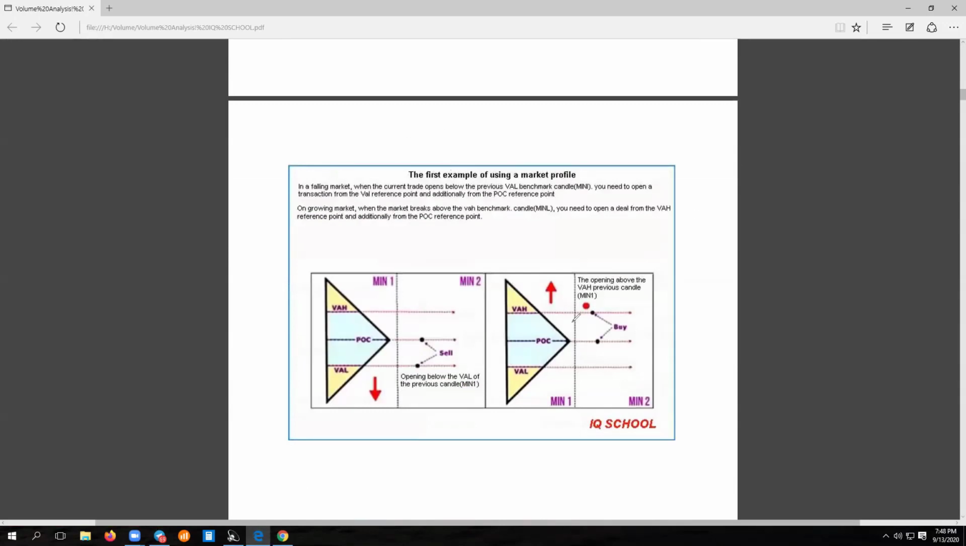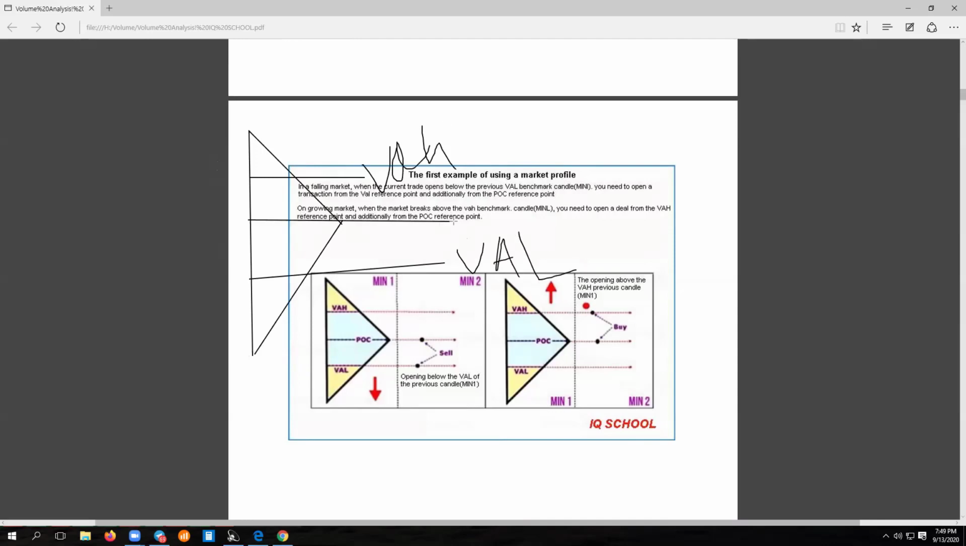So the first thing is, if we have a volume here, like a D-shaped volume, in this volume you have a high volume here and here. Sorry, it's a value area high. It's a value area low. And it's a POC point.